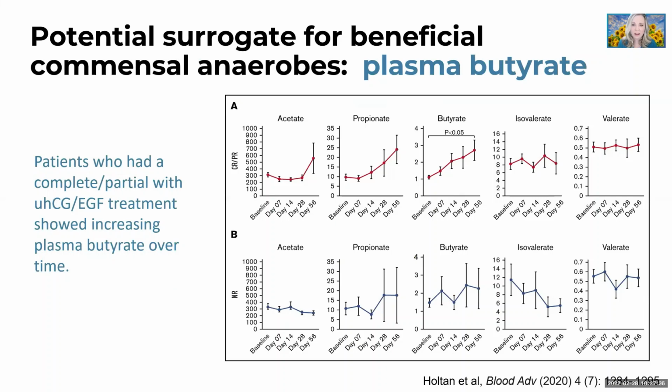In our previous study of urinary-derived human chorionic gonadotropin, we found that a potential surrogate for restoration of beneficial commensal microbes, such as plasma butyrate, was increasing over time in patients who responded to therapy. So in the top series of graphs here, these patients had a complete or partial response, and the bottom, these patients had no response. And we saw an increasing concentration of plasma butyrate over time in complete responders.